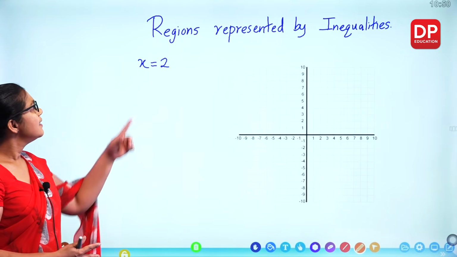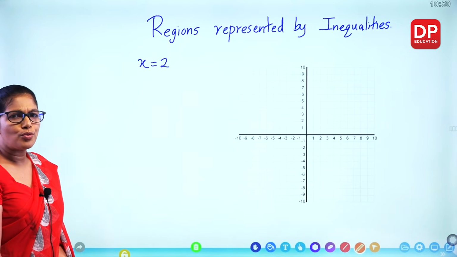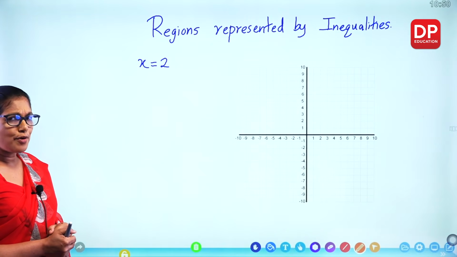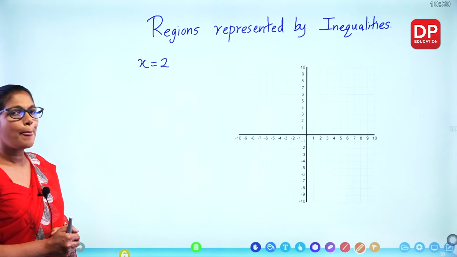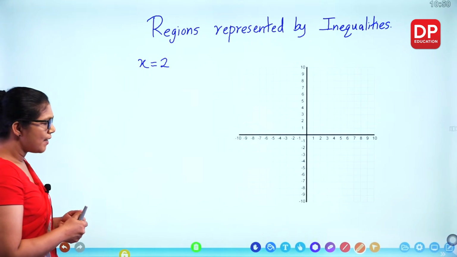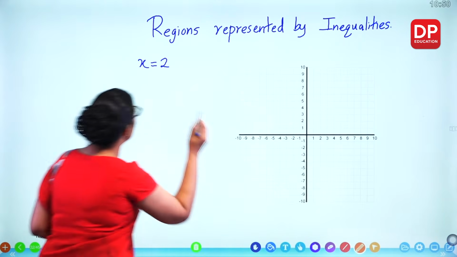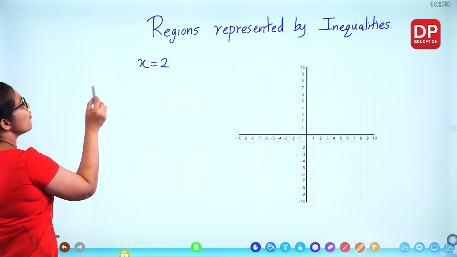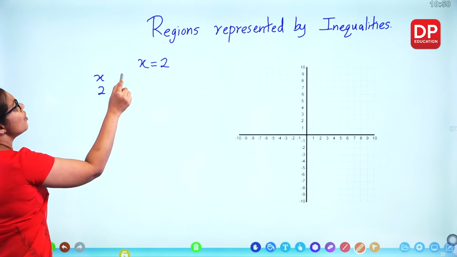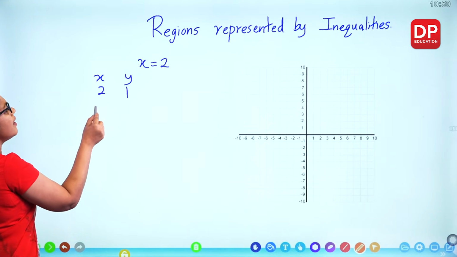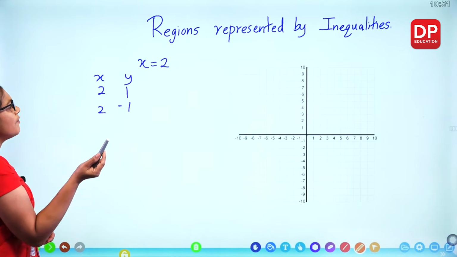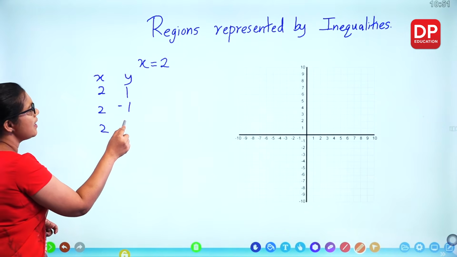Now we'll take this equation, x equals 2. How can we draw the line x equals 2? Can you remember what you did before? Always the x value is 2 and you can take any y value. So what type of line are you getting? For example, when x equals 2, y can be 1. When x equals 2, y can be minus 1. When x equals 2, y can be 4.